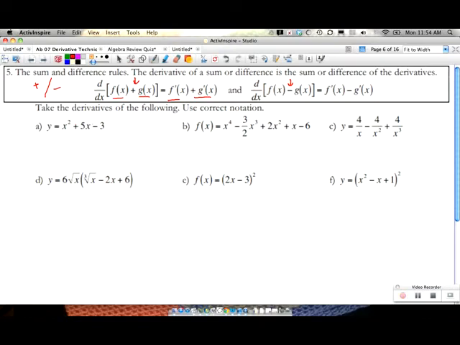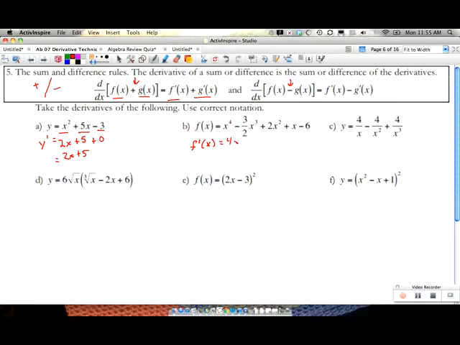It's a little more complex. Okay, so let's look at what's happening here. We got x squared plus 5x minus 3. When I take the derivative, just do each term separate. The derivative of x squared is 2x. The derivative of 5x is 5. And this minus 3 is a 0. So that's just 2x plus 5. That was easy.